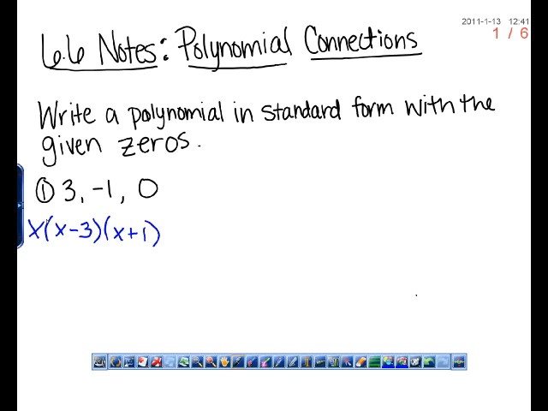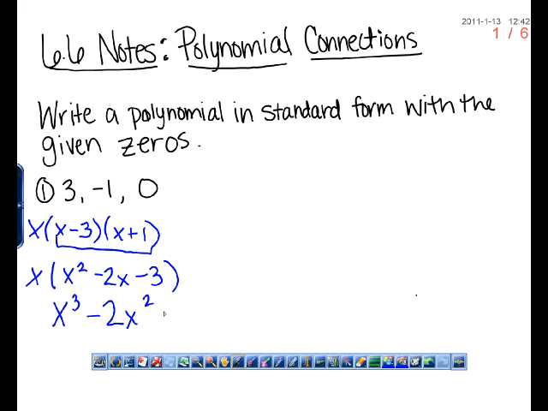So now we're going to do some multiplying. Let's multiply x minus 3 times x plus 1 first. Take a second and go ahead and multiply that out. Did you get x squared minus 2x minus 3? All right, and now what are we going to do with that x? We're going to distribute that x. So we're going to get x cubed minus 2x squared minus 3x.